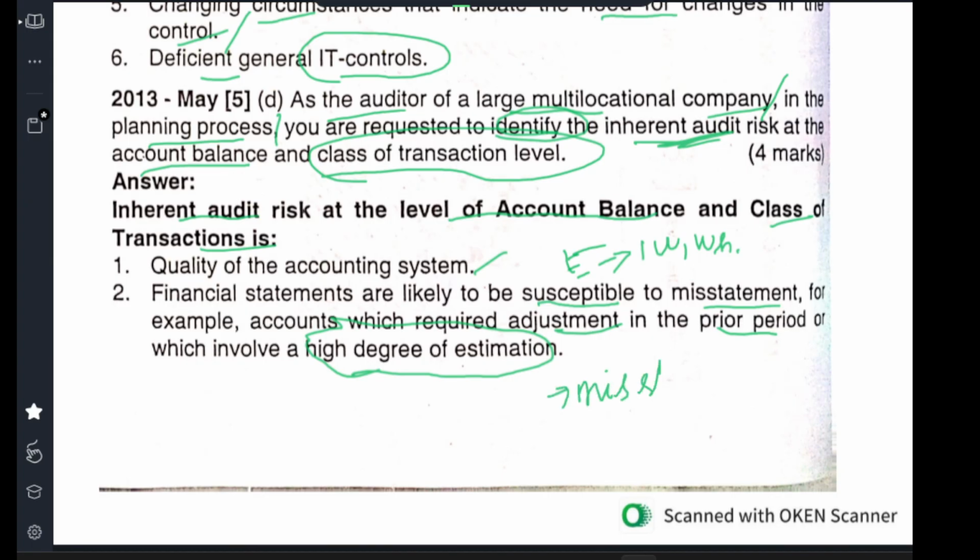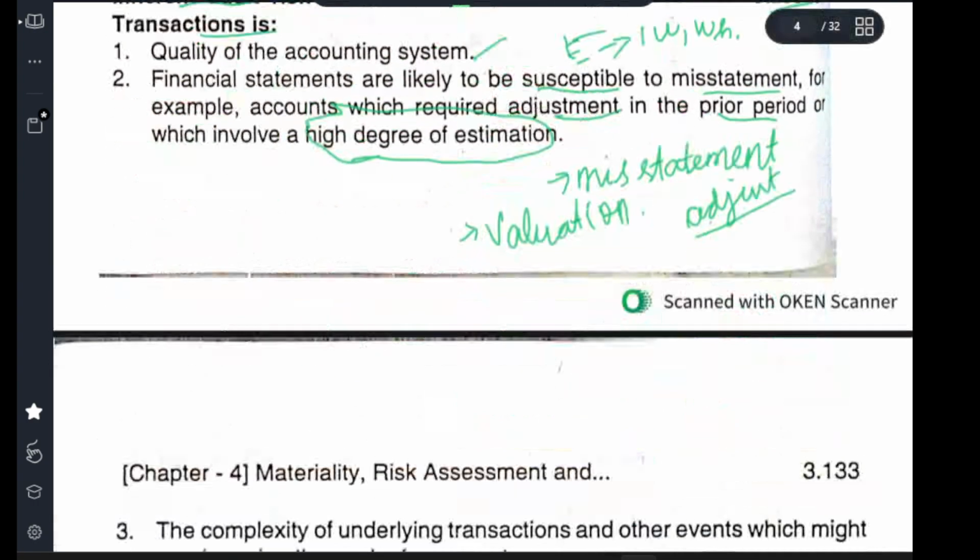There is a high probability of misstatement. What? Valuation misstatement will be there. Some kind of adjustment is made every year, and that adjustment is not being done manually, and the person who is doing it doesn't have the proper knowledge.